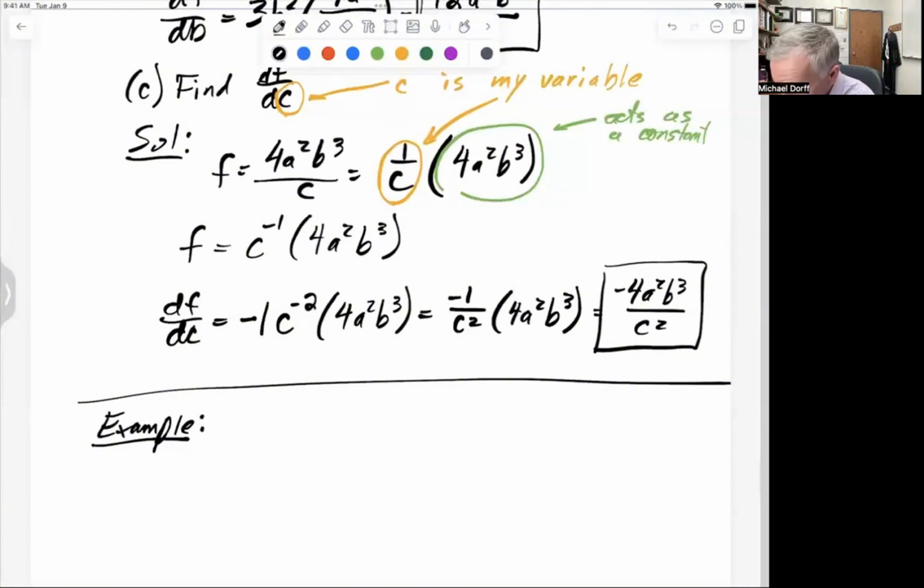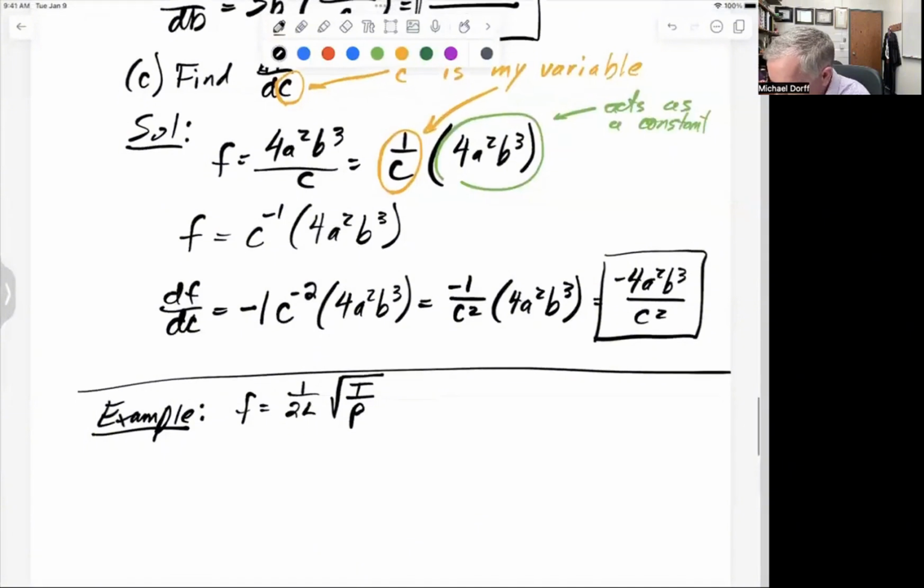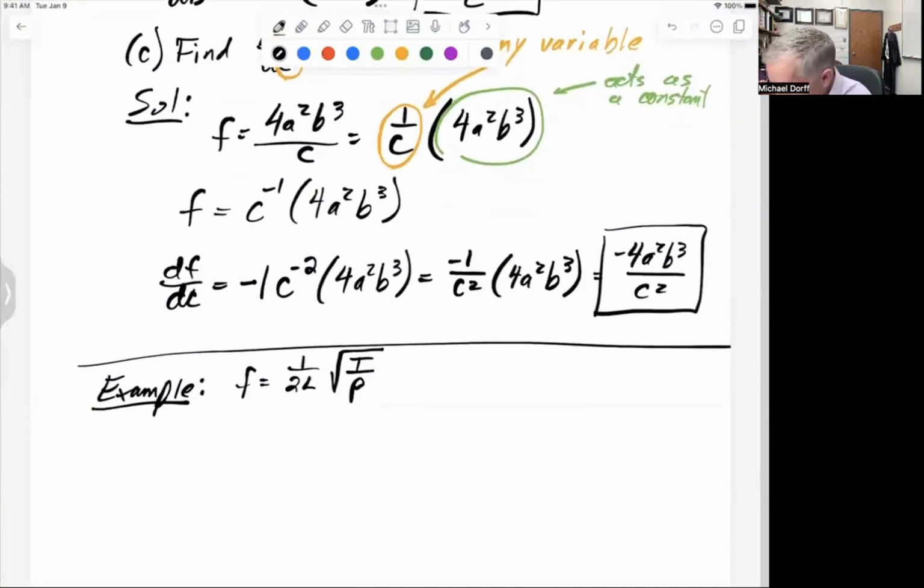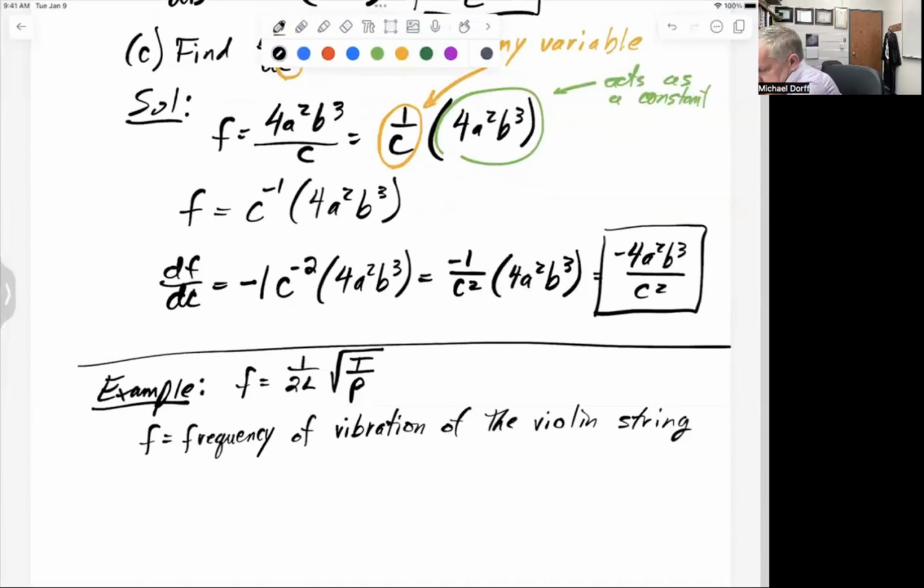So this problem says that you have a violin, and the frequency of the vibration of a vibrating violin string is given by a formula. And that formula is f equals 1 over 2L times the square root of T over rho, which looks like a p, but it's actually a Greek letter called rho. All right. And so what do these things mean? F is the frequency of vibration of the violin string, and L equals the length of the string.